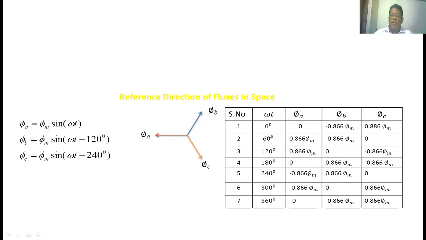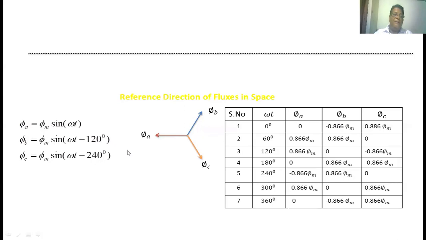Now at 0 degree, we are going to find out what is the position and magnitude of the resultant flux. The flux coming from phi A becomes 0. Otherwise, this vector becomes 0. The flux coming from phi B becomes minus 0.866 phi m. Otherwise, opposite to this one. Here you have to take it because it is minus. The flux coming from the C phase is 0.866 phi m. So this is the position.